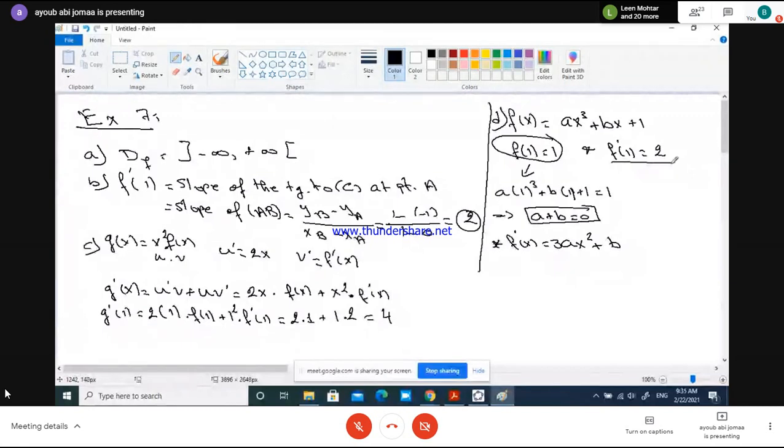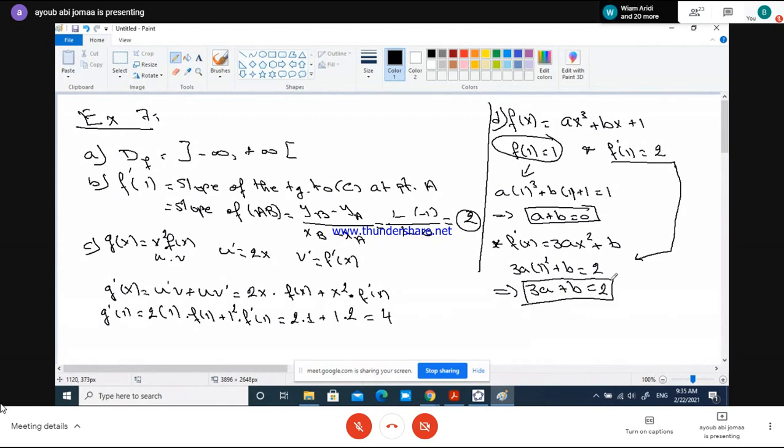Now f prime of 1 is equal to 2, then we will have the following. Replace x by 1, then 3a times 1 squared plus b is equal to 2, and then 3a plus b is equal to 2. Here 1 squared is 1, 3 times 1 is 3. Now you will get a system of two equations and two unknowns: a plus b equals 0, 3a plus b equal 2.